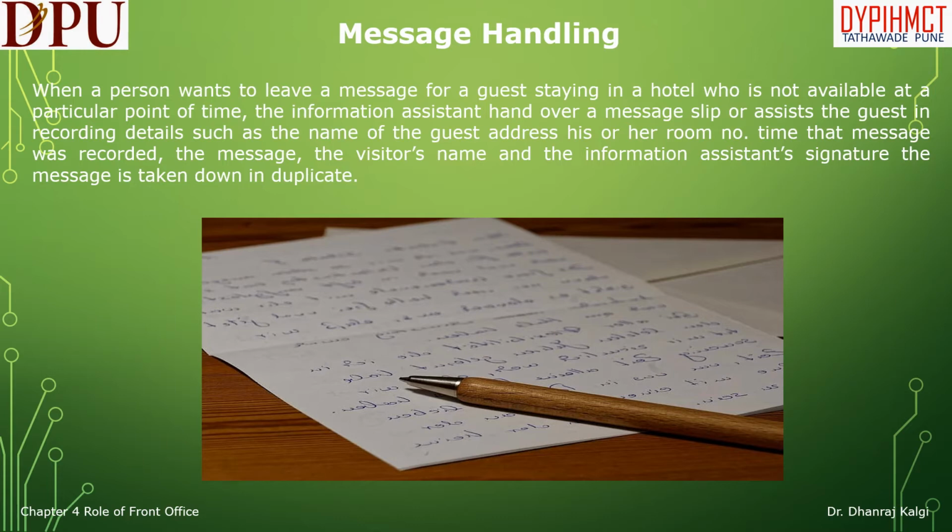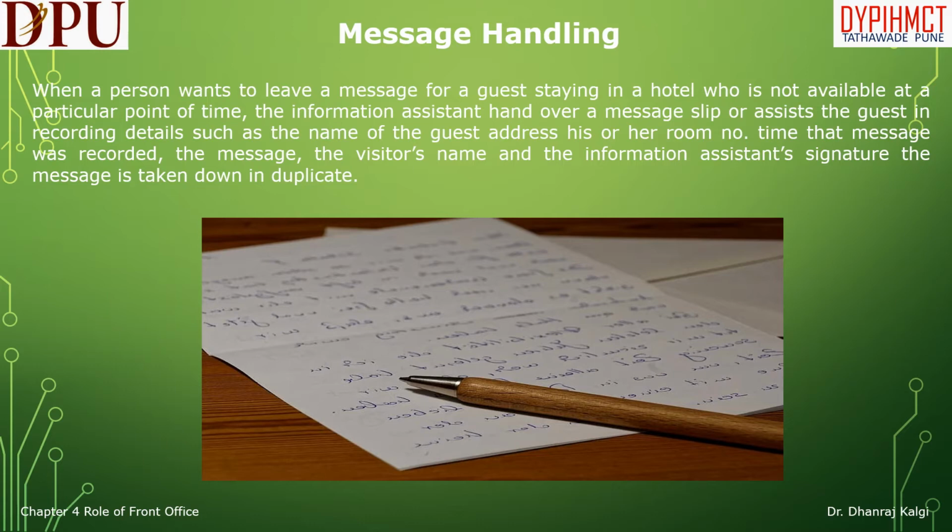The message is taken down in duplicate. While the original is placed in the appropriate key rack, the duplicate is sent to the room itself and supplied under the door. Modern hotels have a message light system. The information panel has the room numbers listed, each with a message light.